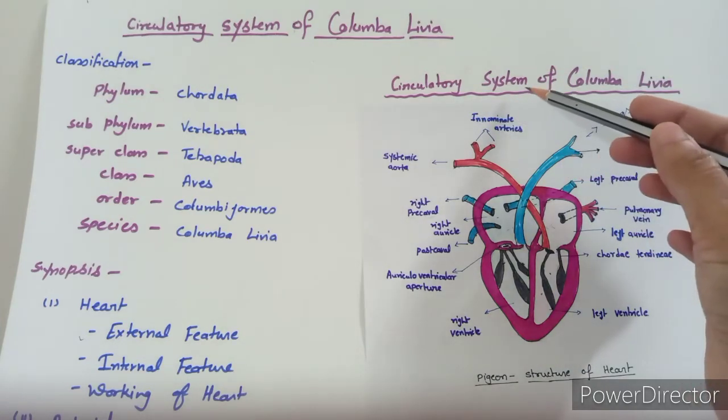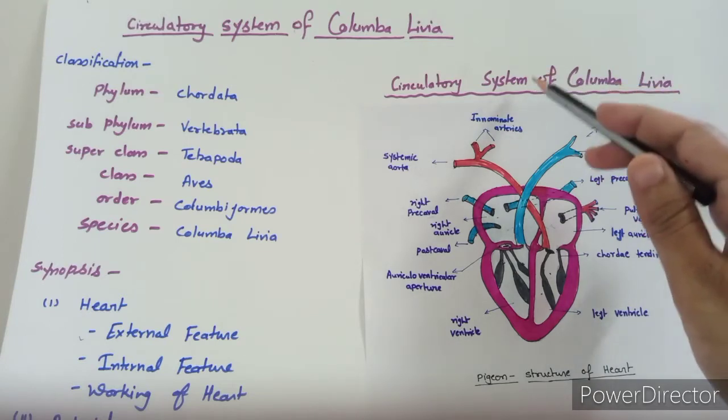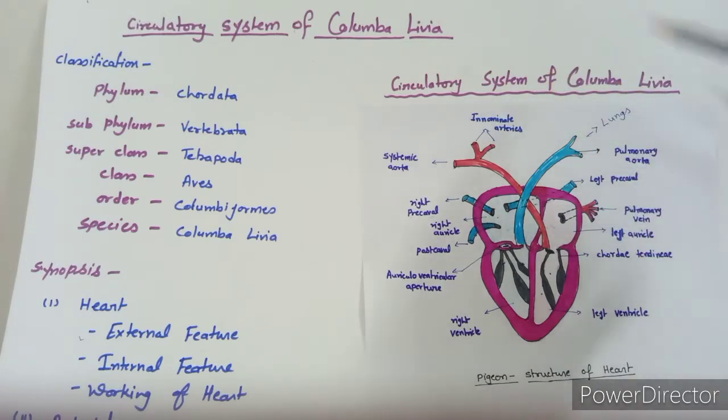The circulatory system is also known as the cardiovascular system, and in this system we have to study the heart, then the arterial system, then the venous system, and then blood. So this is all about the synopsis I have written. First we talk about the heart.